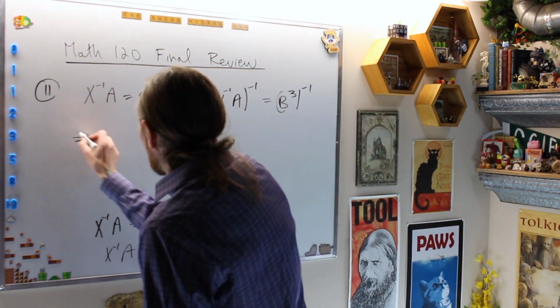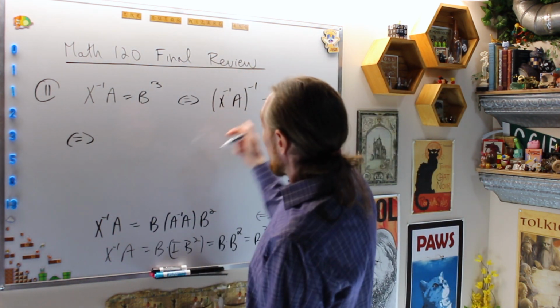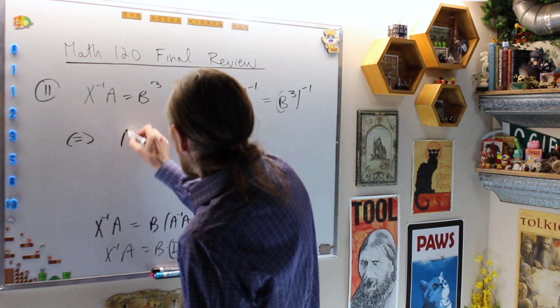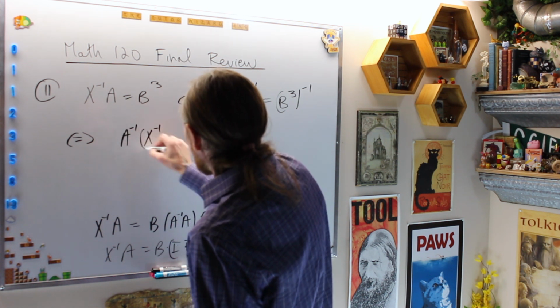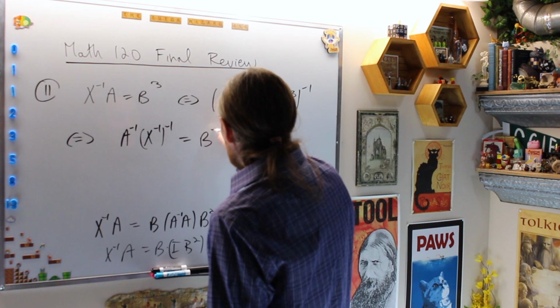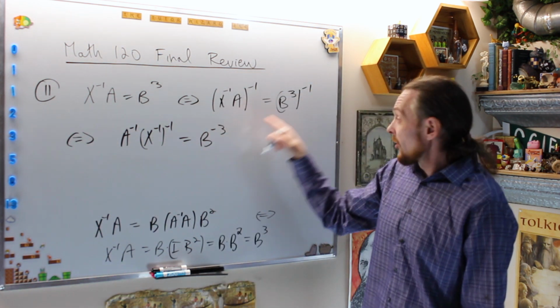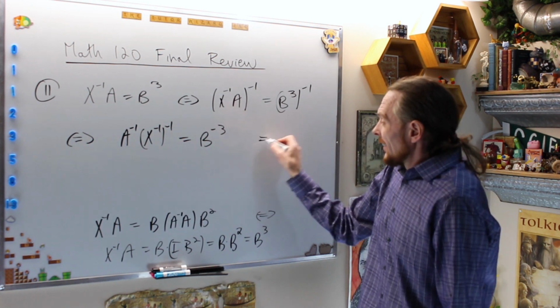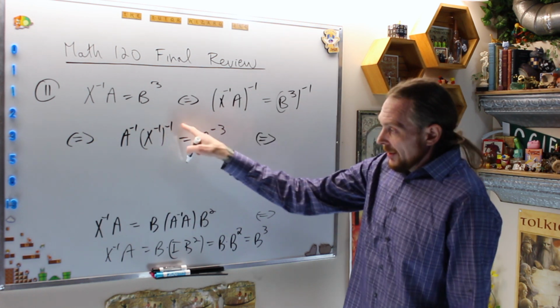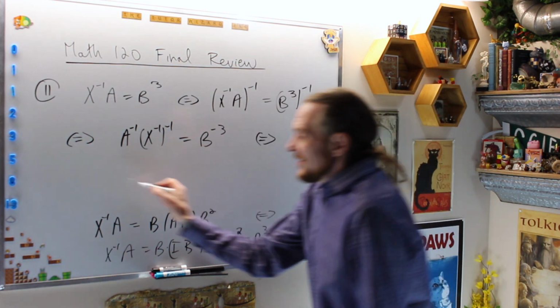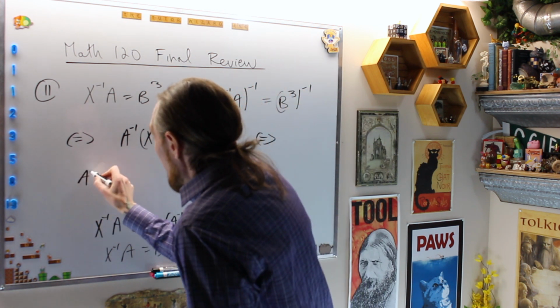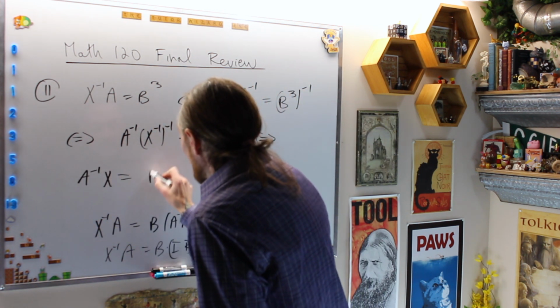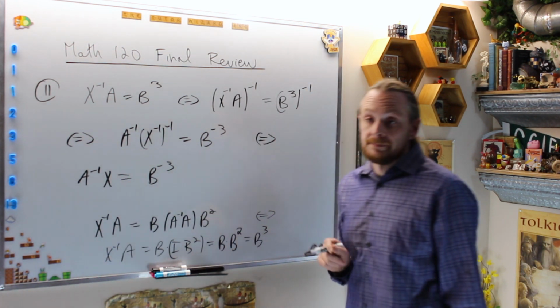If and only if, again I'm flipping this, this gives me A inverse X inverse inverse equals B to the negative 3. We're using the power rule now. Technically, I don't have to write that step, but I'm going one at a time. This is now if and only if A inverse X equals B to the minus 3.